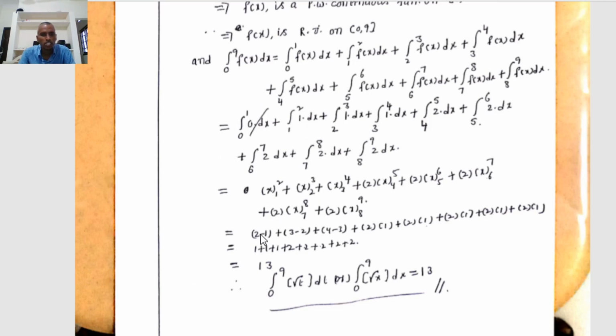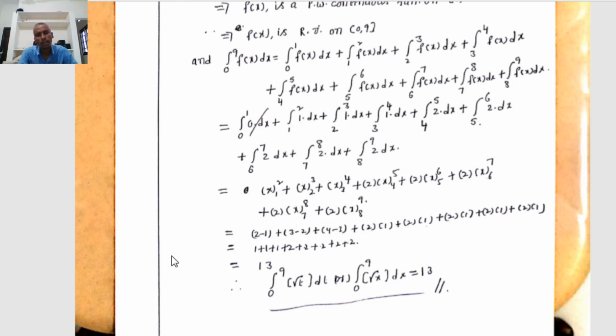Integration 1 to 2 of dx means x with limits 1 to 2. Integration 2 to 3 of dx is also x from 2 to 3. Integration 3 to 4 of dx, x with limits 3 to 4. Integration 4 to 5 of 2 dx means 2 times x with limits 4 to 5. Integration 5 to 6 of 2 dx, 2 times x with limits 5 to 6. Integration 6 to 7 of 2 dx equals 2 times x from 6 to 7. Integration 7 to 8 of 2 dx means 2 times x from 7 to 8. Integration 8 to 9 of 2 dx equals 2 times x from 8 to 9.